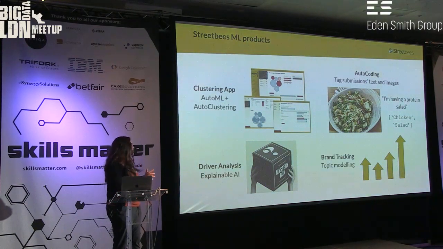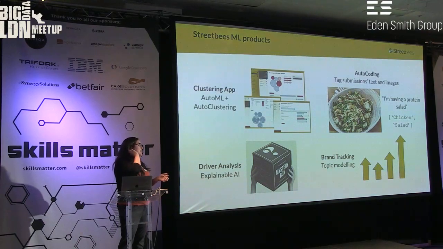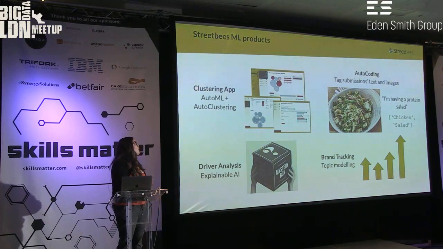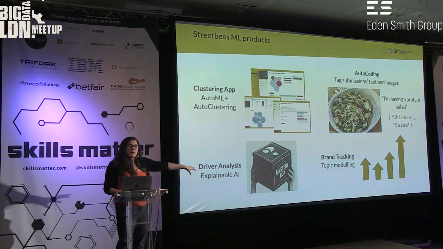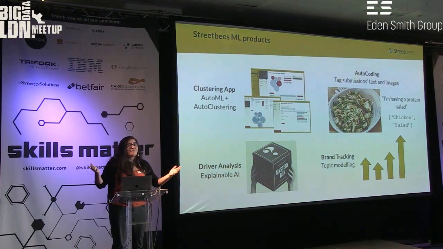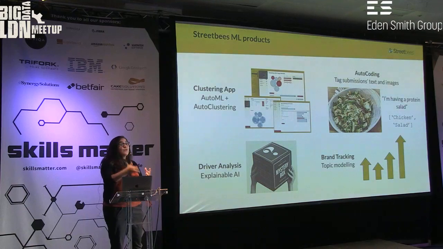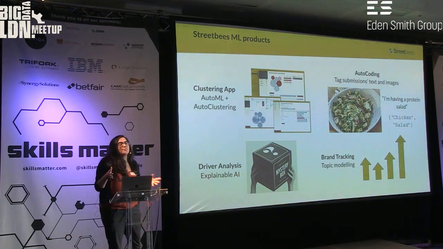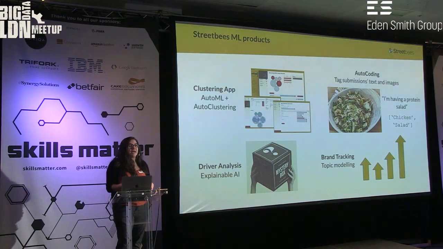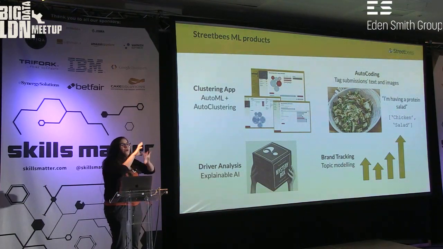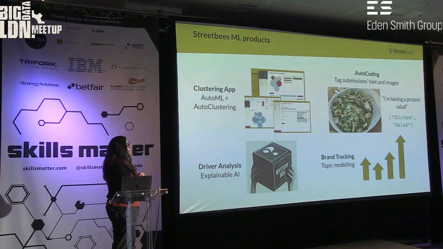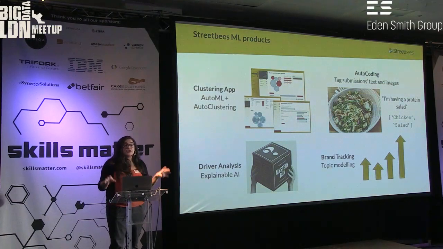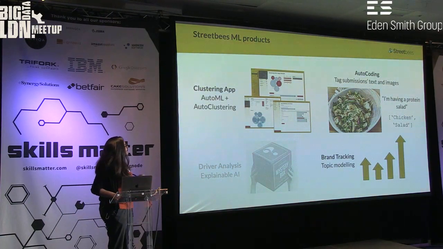And finally, we also have a brand tracking solution, which uses a combination of our clustering app and also our topic modeling approaches. What is brand tracking? Brand tracking is basically if you're a big brand and you want to know how your brand is doing in comparison to other brands within your category, we can help you track how you're performing within different behavioral groups and how you're performing across different attributes, different topics of interest.